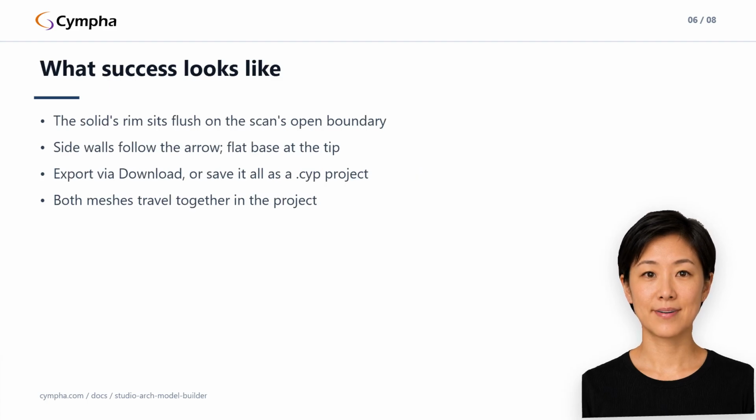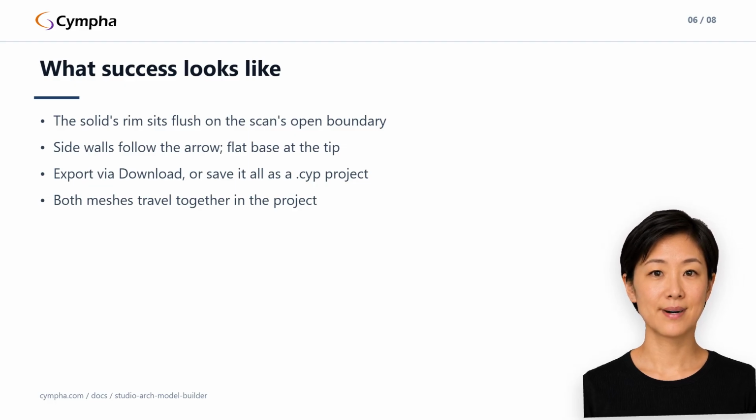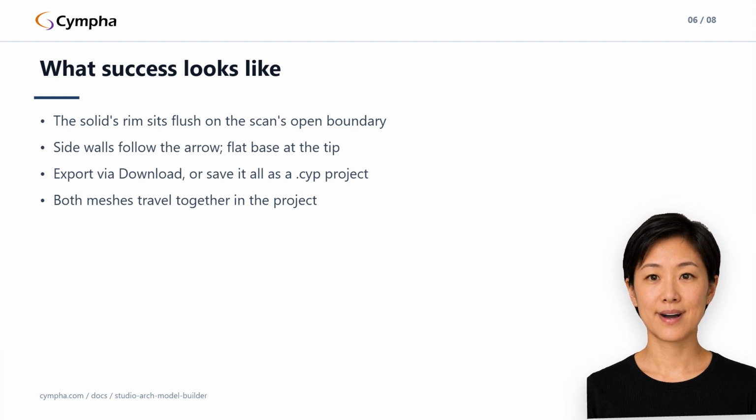Inspect the result against 4 checks. The rim of the new solid should sit flush against the open boundary of your scan, no gap, no overlap. The sidewalls should follow the arrow direction you set. The flat base should sit exactly at the height of the arrow tip. And the status line should have confirmed the add, with a point count. If all four hold, you're done building.